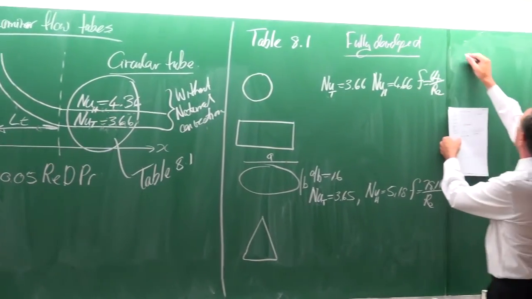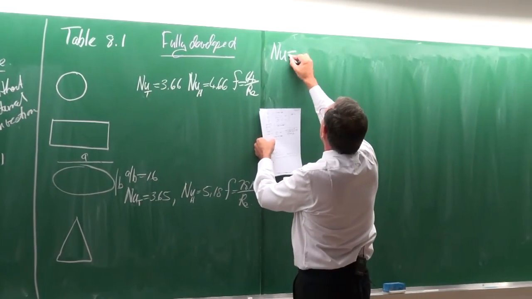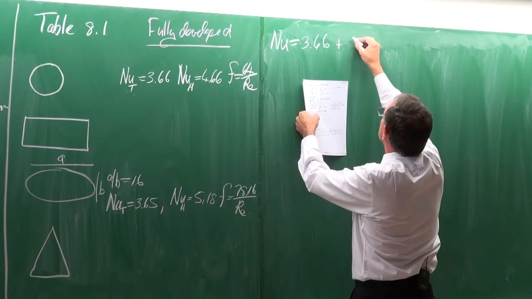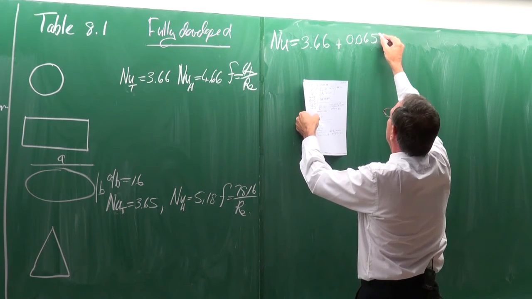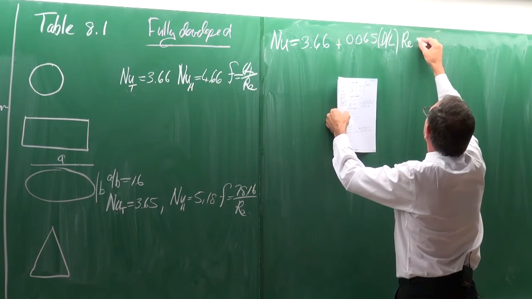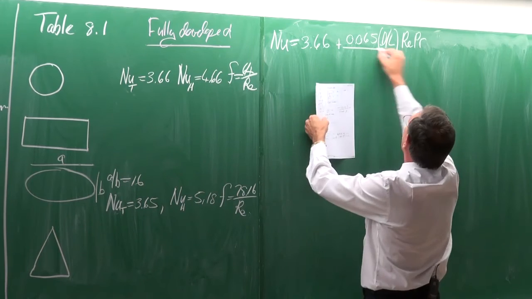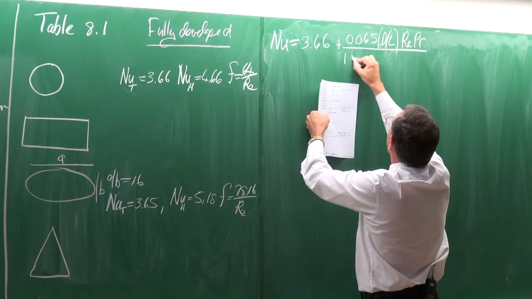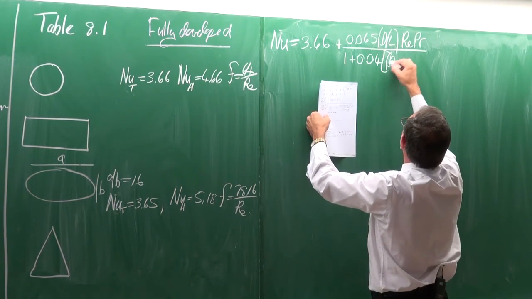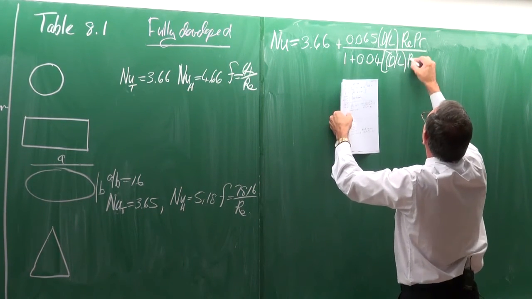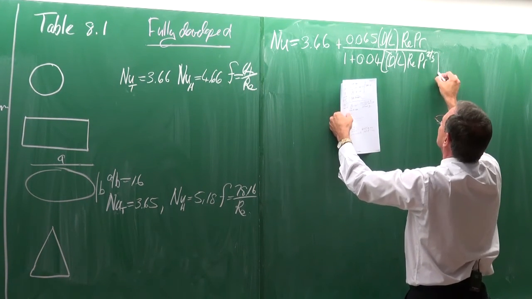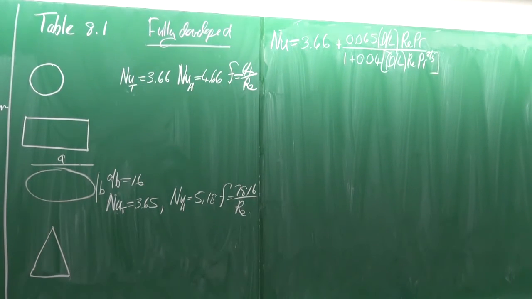Now in your textbook, the Equites equation is given as, and I've shown it to you in a previous lecture, 3.66 plus 0.065 multiplied by d divided by L multiplied by Reynolds Prandtl, divided by 1 plus 0.04 multiplied by d divided by L Reynolds Prandtl to the 2/3. Okay, so that's the Equites equation.